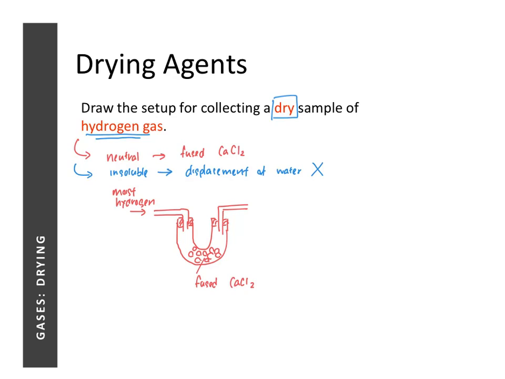We have to use either downward or upward delivery. Hydrogen gas, if you compute the molecular mass, is less dense than air, so the recommended method for collection would then be upward delivery. So this is the setup for collecting a dry sample of hydrogen gas. We combine the fused calcium chloride with upward delivery, the two experimental setups.